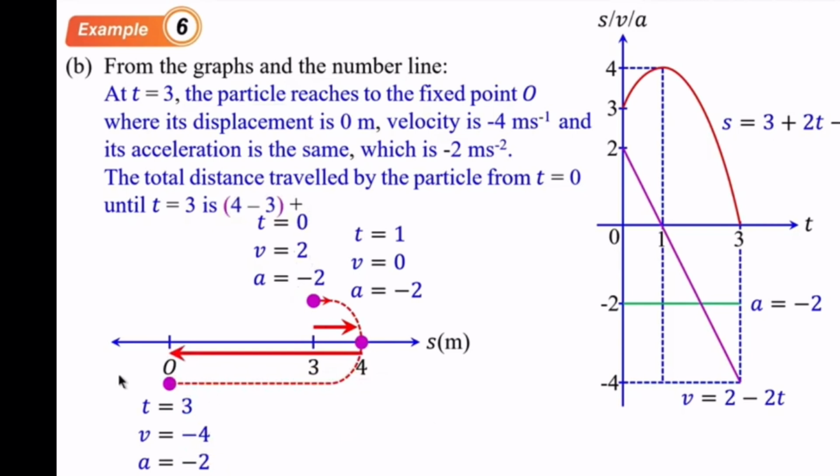displacement, which is actually stop at the point when t equal to 3. The displacement is actually 0, which is a fixed point. So we need to plus with another 3. So the total distance is 1 plus 1 plus 3, which is 5 meters. Alright? So we need to be very careful when we count the total distance by using the number line.